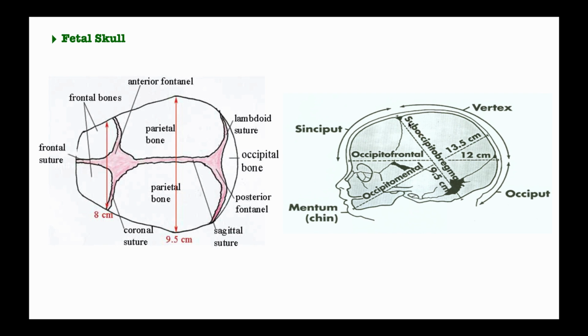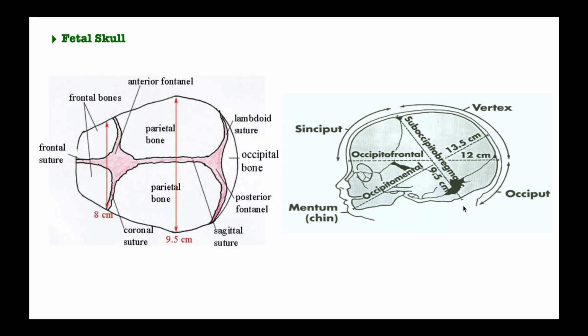The vertex is the area between the anterior fontanelle and the posterior fontanelle, and the occiput is the area below the posterior fontanelle. These are important measurements that we need to know. Now, when the baby assumes the well-flexed attitude, that is when the chin of the fetus touches the chest of the fetus, the baby assumes the suboccipitobregmatic diameter, which is 9.5 centimeters, and this is small enough for it to be delivered, and this is the accepted diameter that we require.